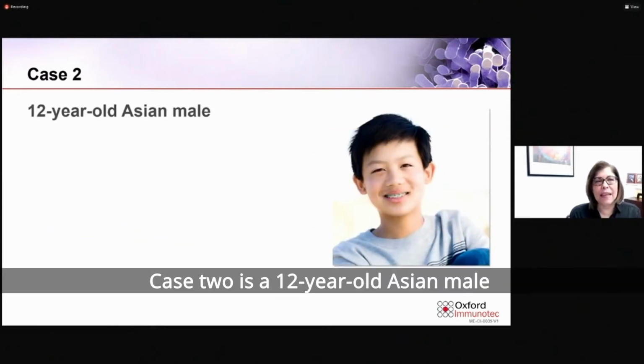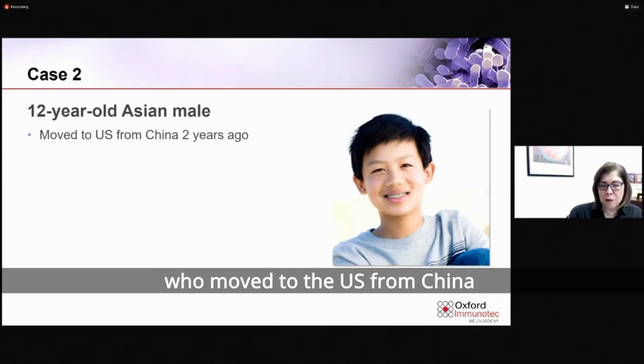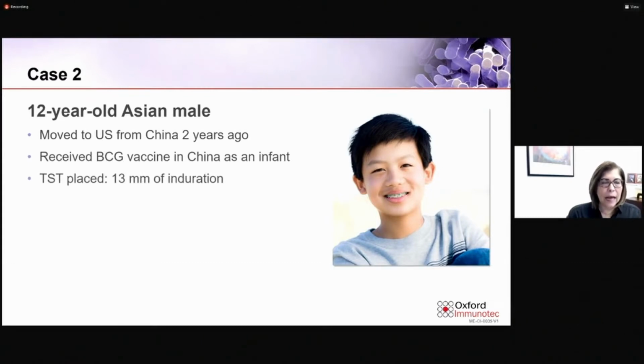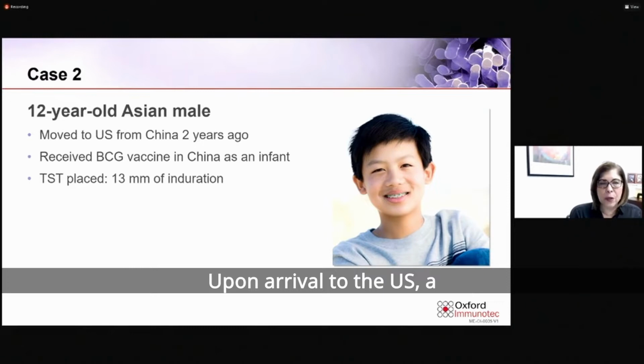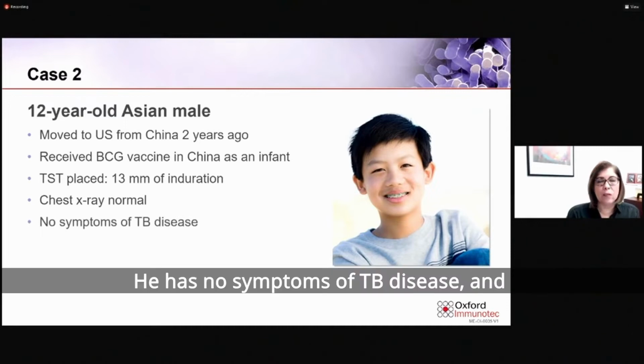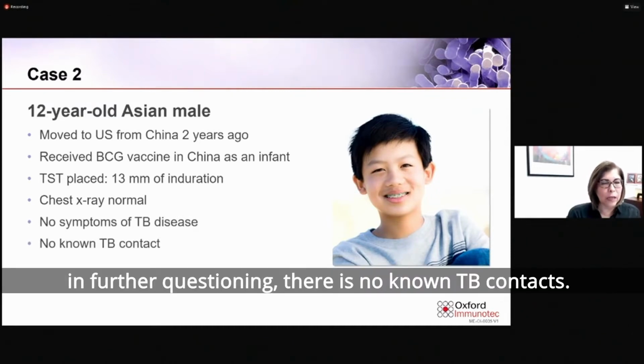Case 2 is a 12-year-old Asian male who moved to the US from China 2 years ago. He received BCG vaccination in China as an infant. Upon arrival to the US, a TST was placed and it was read as 13 millimeters of induration. So a chest X-ray was obtained and it was read as normal. He has no symptoms of TB disease, and in further questioning, there is no known TB contacts.